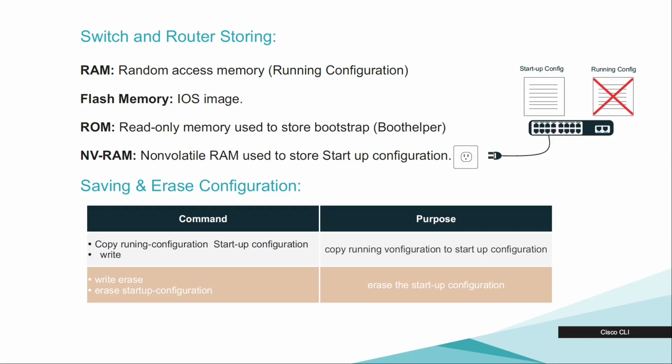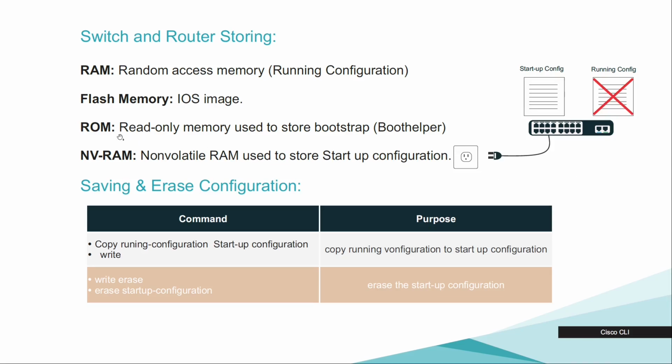Cisco routers and switches use specific memories to store files. The first type of memory we will talk about is RAM, which is random access memory. This type of memory saves something called the running configuration. We also have the flash memory. The flash memory saves the IOS image, which is our operating system image.